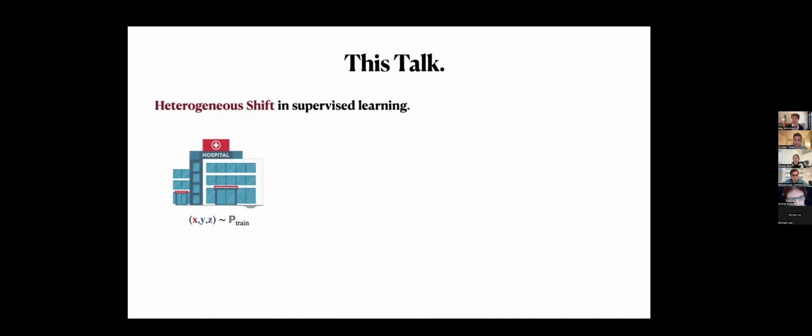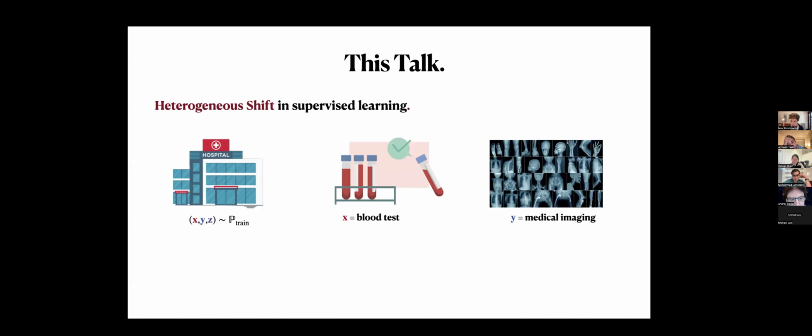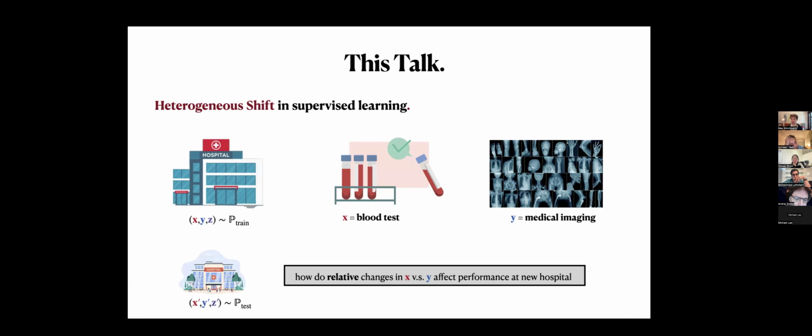So imagine that I have data. Let's say I have blood tests, for example, one diagnostic, and I might have some medical imaging. And my goal is to predict an outcome, a progression of a disease. Now, when I train my classifier, I'm going to deploy it on new data from a different hospital, which will have some different distribution of progression, blood tests, and medical imaging. What I'm going to try to understand in heterogeneous distribution shift is how changes in the two features, here the blood test and the medical imaging, might affect performance on the new distribution downstream at the new hospital.